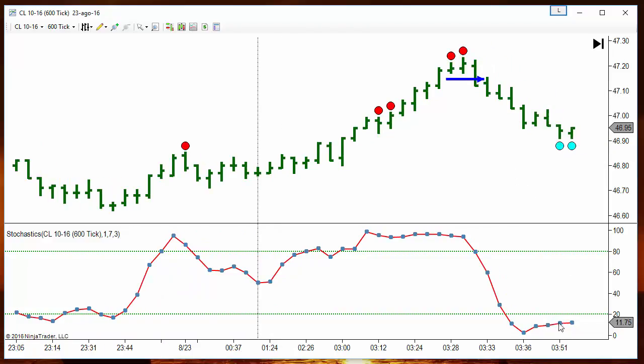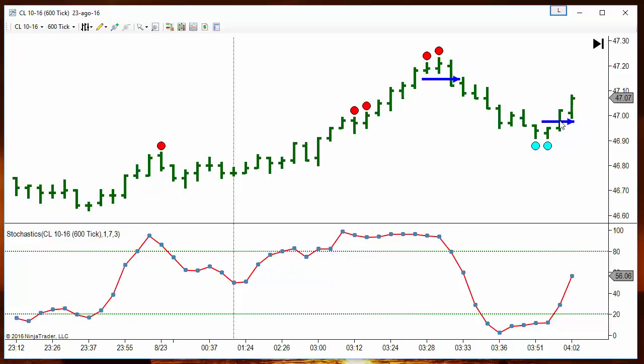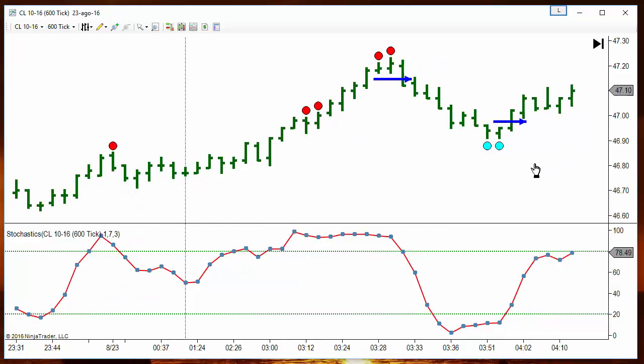Here we have the K line going up and being below the oversold, so we have a signal. We can place a buy stop at an offset from the high of the signal bar. We update the order at the following bar. And then we get a fill and a target.